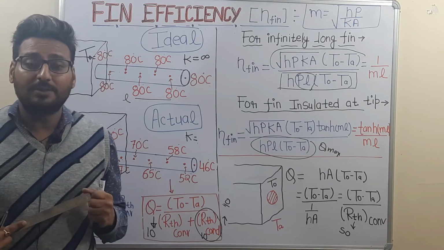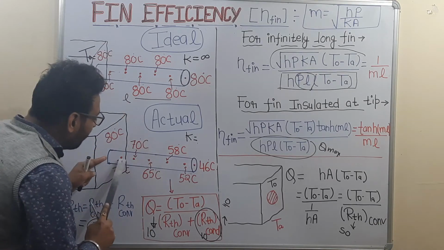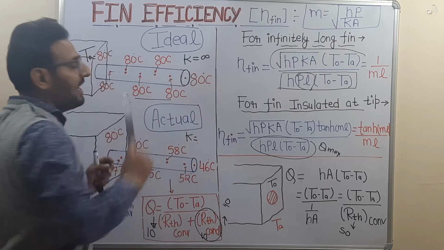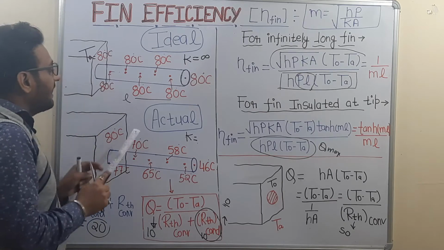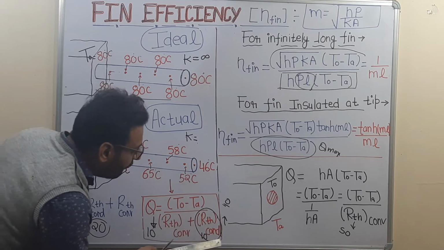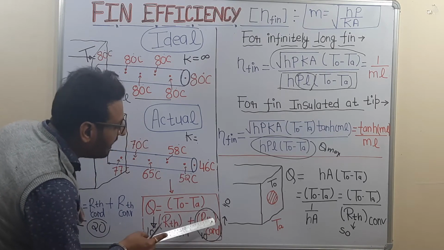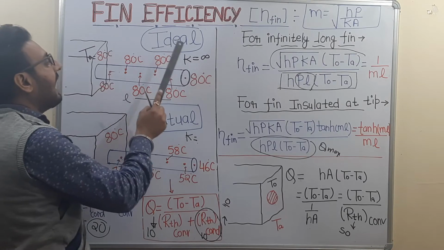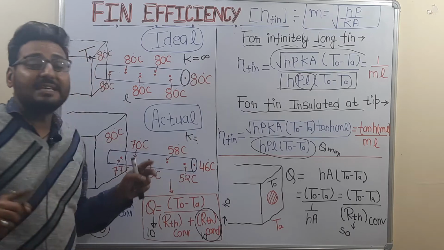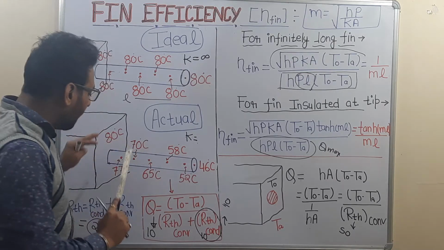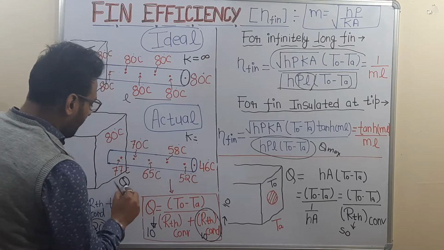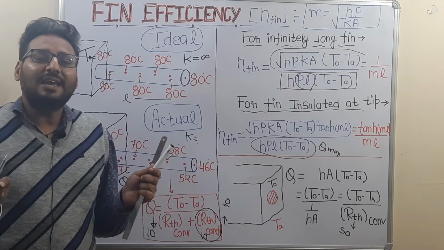And when is it possible? When the thermal conductivity of the fin material is infinity. Hence it is the ideal case when this unwanted thermal conductive resistance is reduced to 0 and the thermal conductivity of the fin material is infinity. This is our ideal case. In this case, our heat transfer rate will be maximum, Q maximum, but it is not possible in reality.